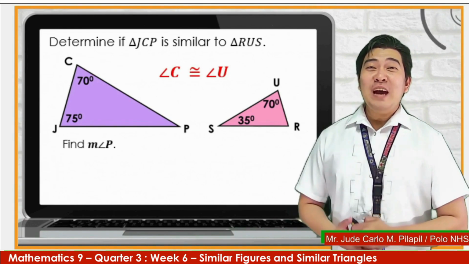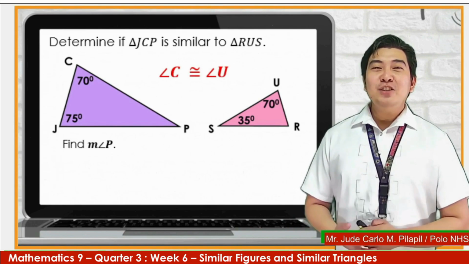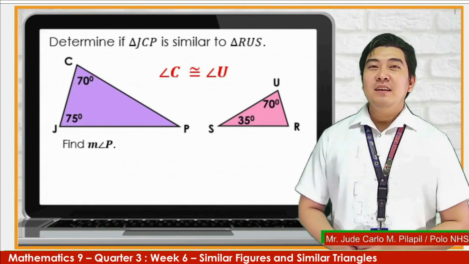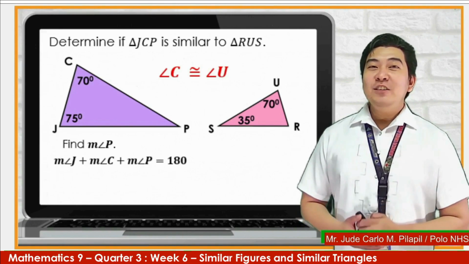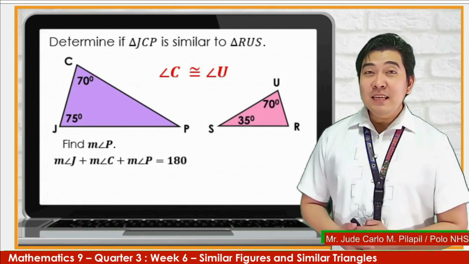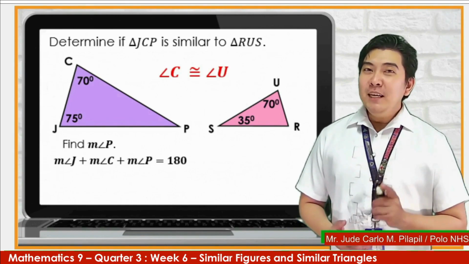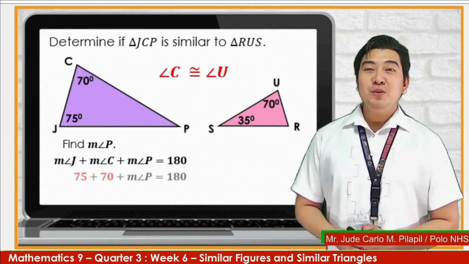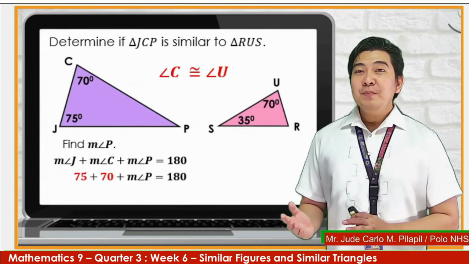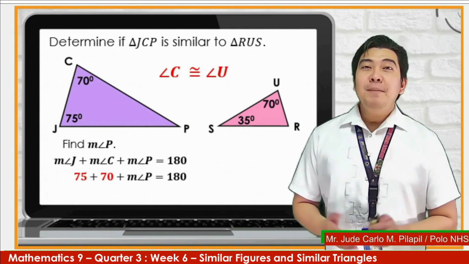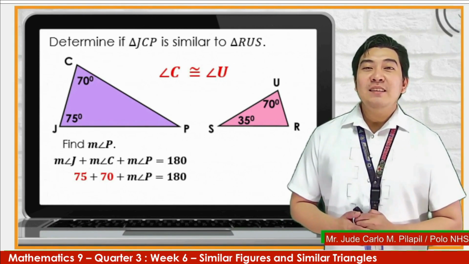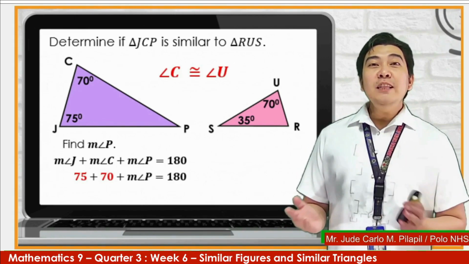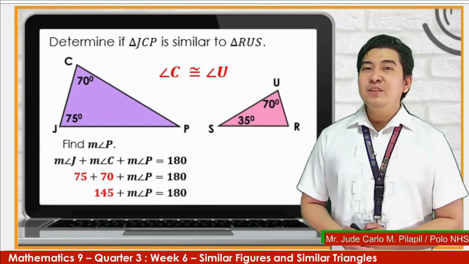To get the measure of angle P, we need to add the measures of the interior angles of triangle JCP, the bigger triangle. So we have measure of angle J plus the measure of angle C plus the measure of angle P must be equal to 180. Next, we need to substitute the measures. We have 75 for the measure of angle J plus 70 for the measure of angle C plus the measure of angle P is equal to 180. 75 plus 70, that would be 145.